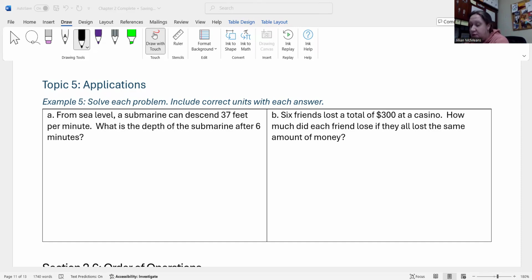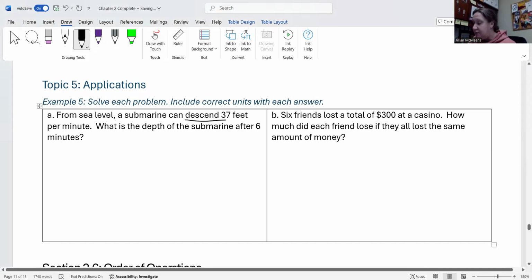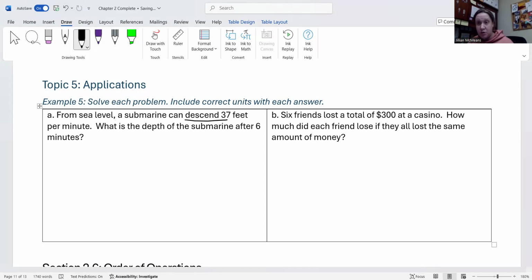Okay, so for part A, it says from sea level, a submarine can descend 37 feet per minute. So descending 37 feet, that's going to be our negative. Now for minute 1, we're going to descend 37 feet. Minute 2, we're going to descend 37 feet. Minute 3, minute 4, minute 5, and again, minute 6, we're going to descend 37 feet. So what we want to do here is multiply.